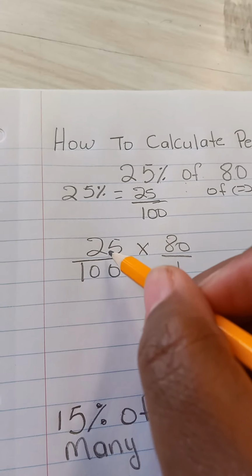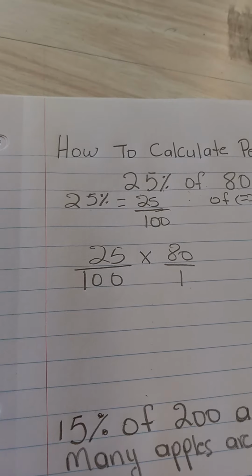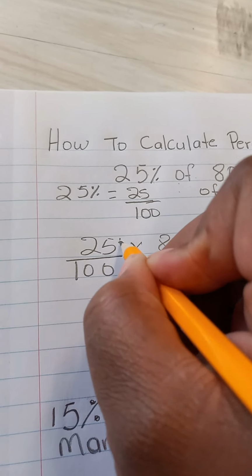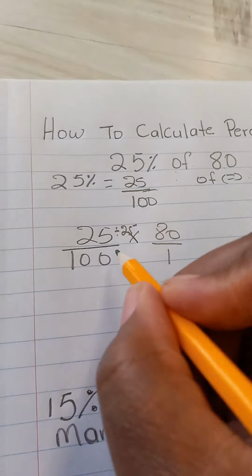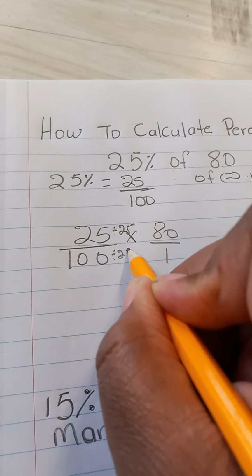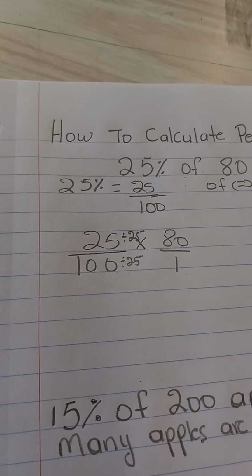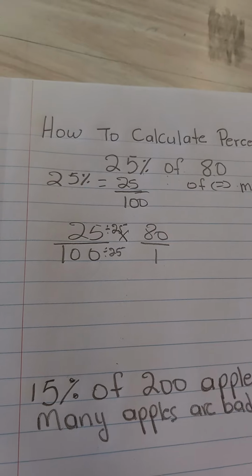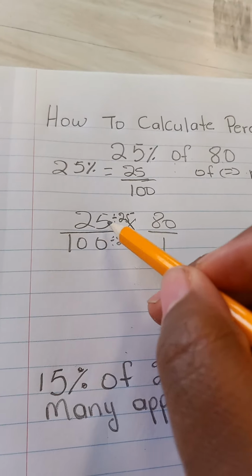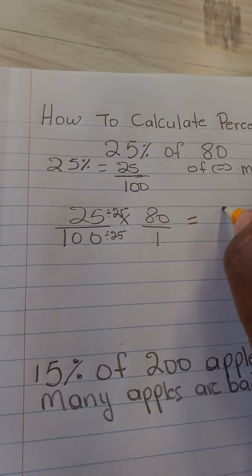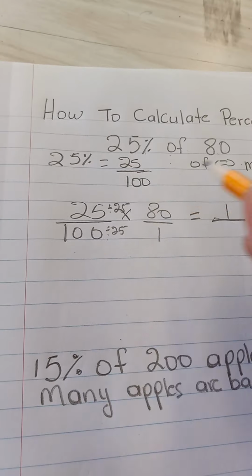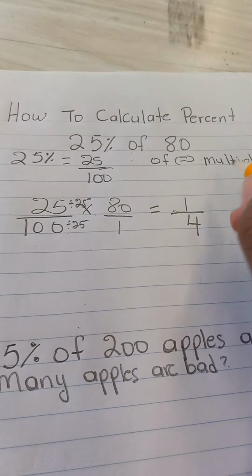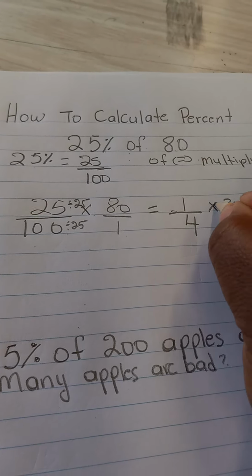So let's compute. What factor can I use for 25 and 100? I am going to use 25. I'm going to divide the numerator by 25, so that means I must divide my denominator by 25. If you don't know how to factor, I'm going to show you how to find the GCF in another video. So 25 divided by 25 is 1. 100 divided by 25 is 4. So I have to put my multiplication and my 80 because I'm not done.